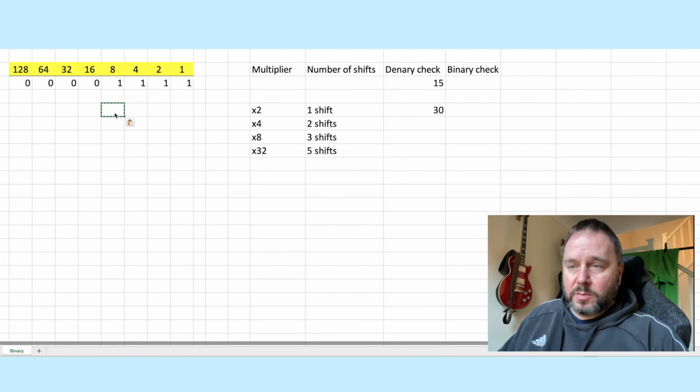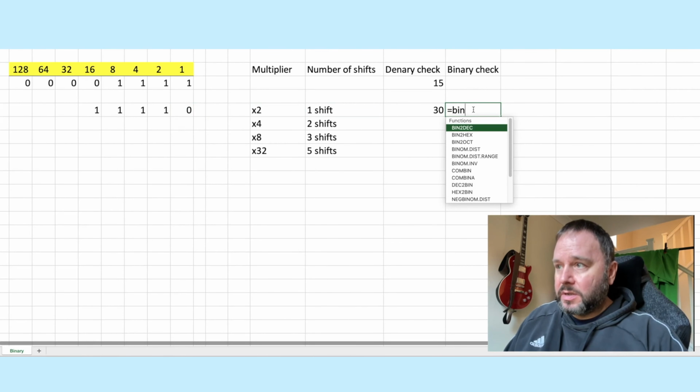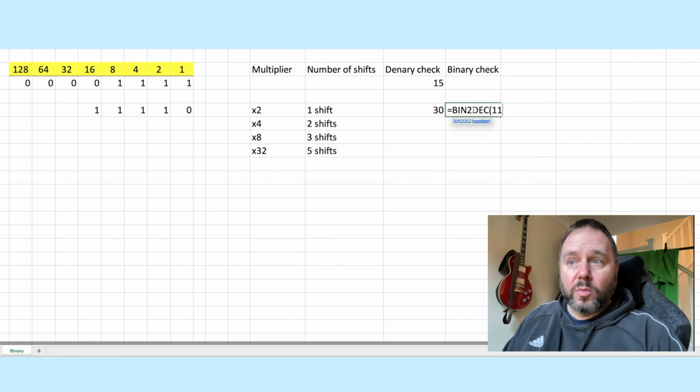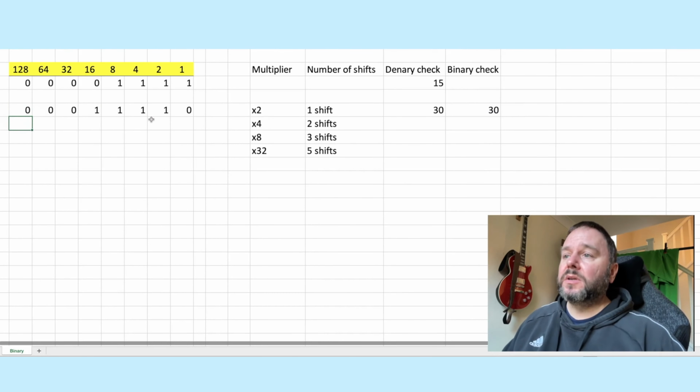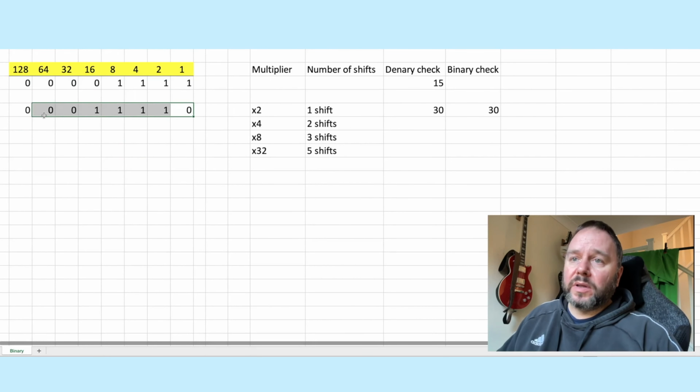So let's go with our original number here. 1 shift to the left to make it bigger. It worked with number 1. Let's see what it does with this number here. Binary check: binary to decimal, 11110, is 30. So it worked. Shifting this number or any number to the left 1 will give you double. It will times by 2.